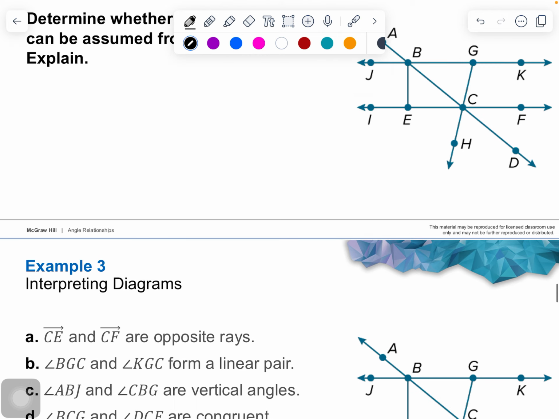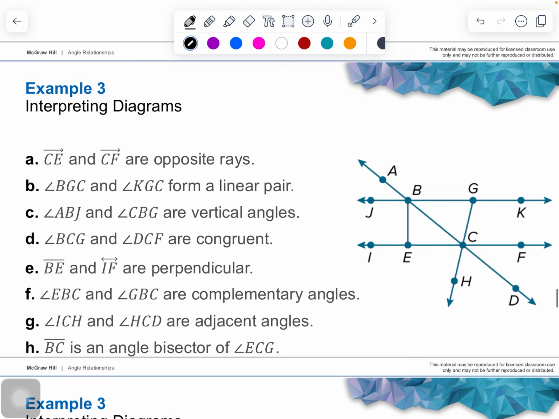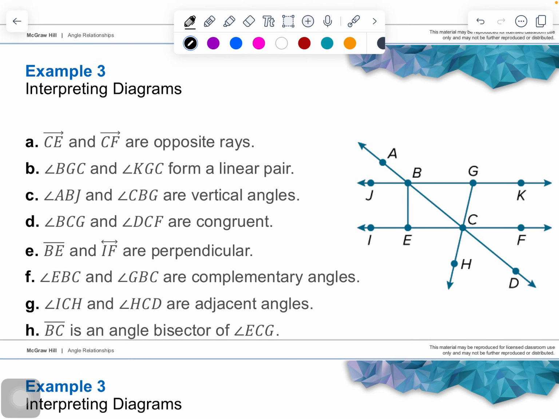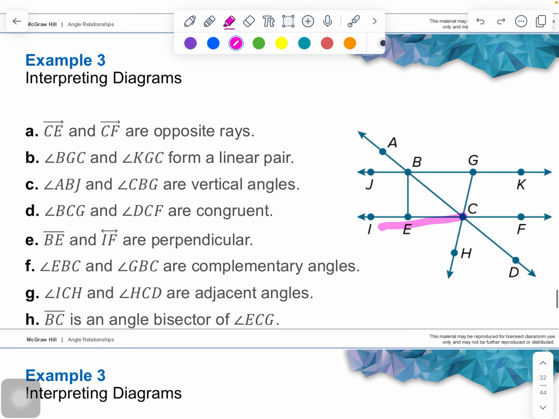So from this drawing, can you know that CE and CF are opposite rays? Let's go look. CE and CF. Are CE and CF opposite rays? Absolutely. That's a yes.